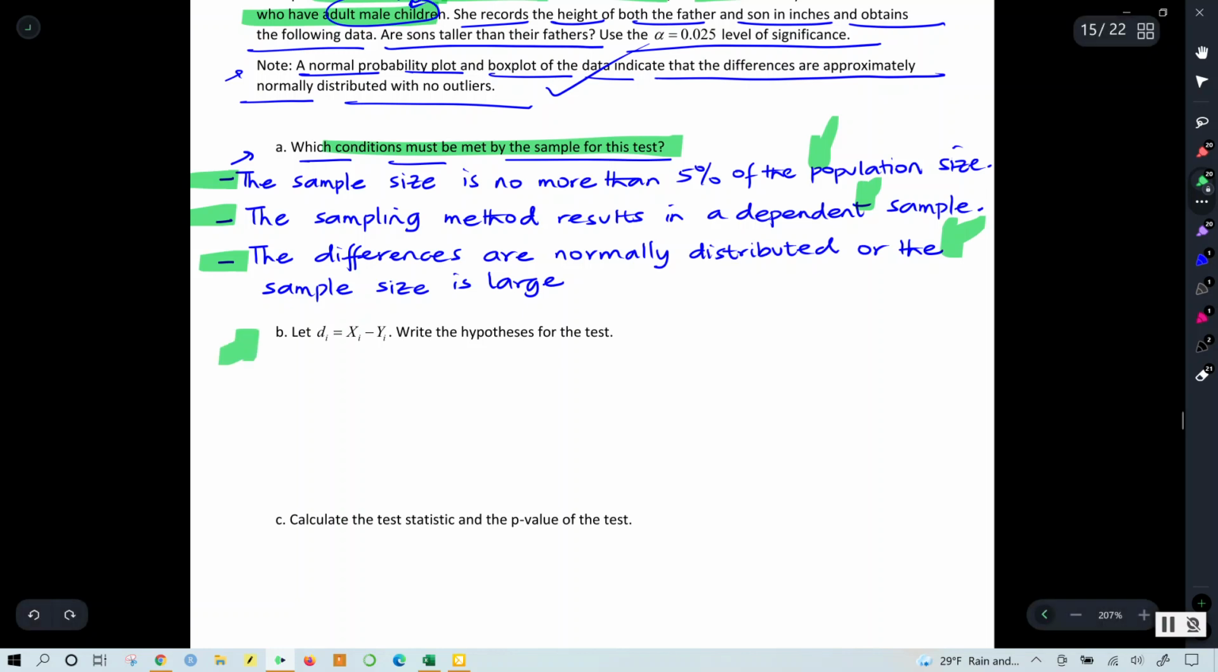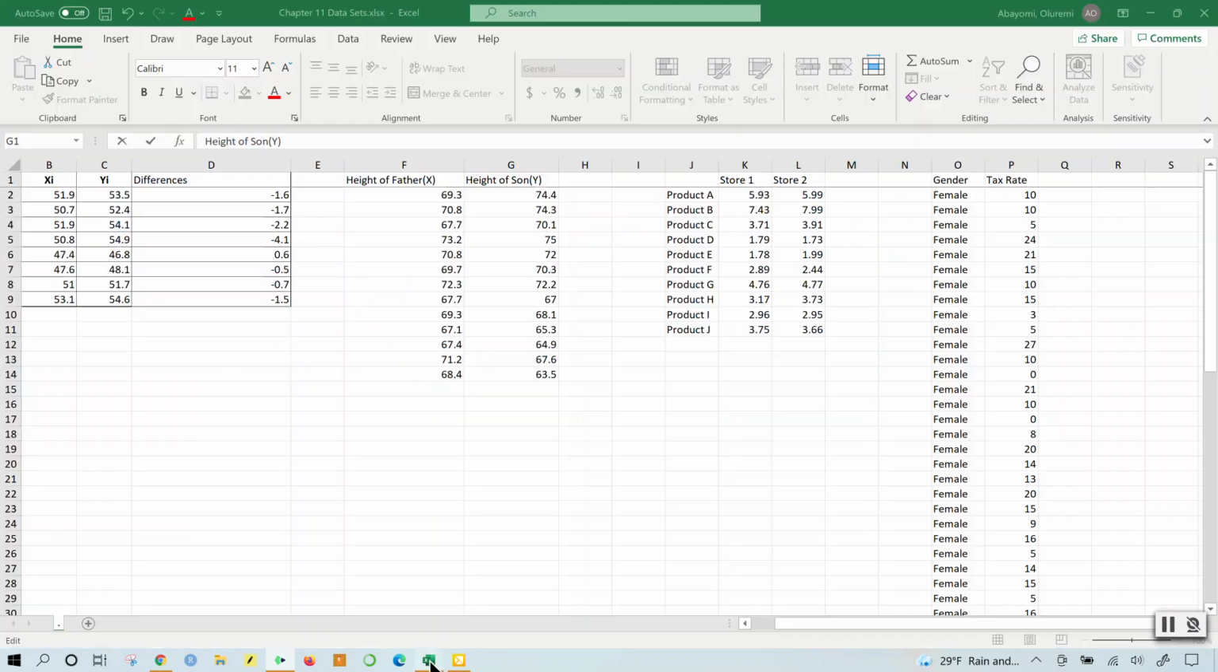Then question B, we are to define the difference as x minus y and to write the hypothesis for this test. To do that, we go back to the data set itself. Here we have the data set. We're going to let the height of the father be x and the height of the son be y. So we need our differences, DIFF, and this will be equal to the first value minus the second value.